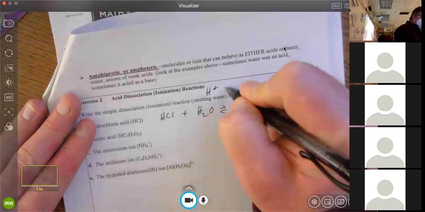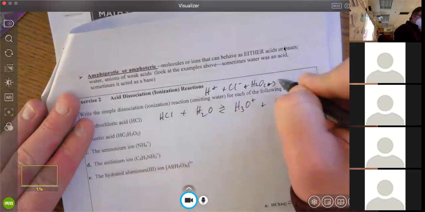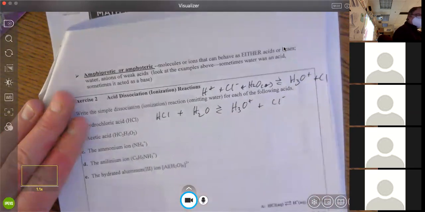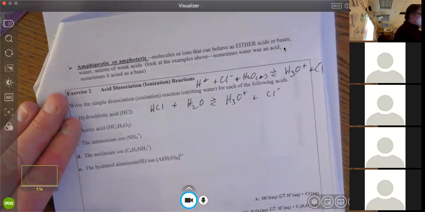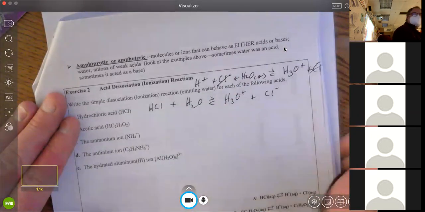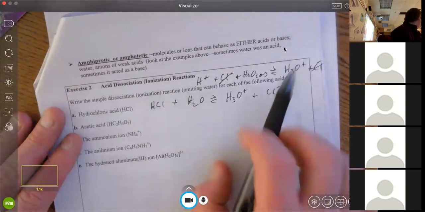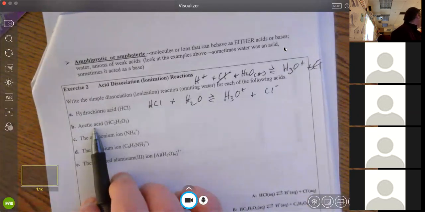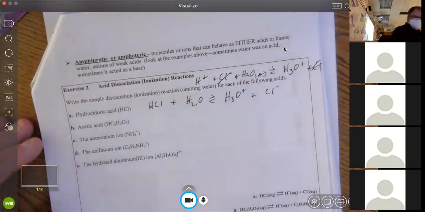We get H plus, Cl negative, plus H2O liquid yields H3O plus, Cl negative. What's going to cancel out? What's the same on both sides? It doesn't take part in anything. Spectator ion, good. And in this case, it is the Cl negative. So we would get H plus, H2O yields H3O plus. That's not the same when you have something like acetic acid. Can anybody tell me why with acetic acid we would not have that same thing?